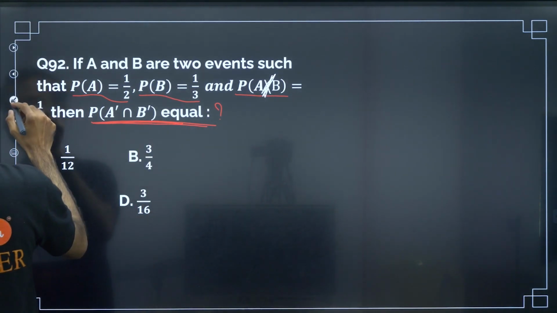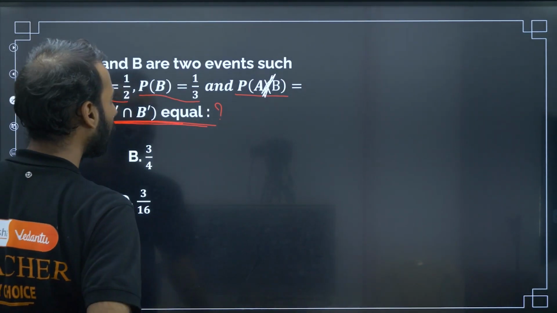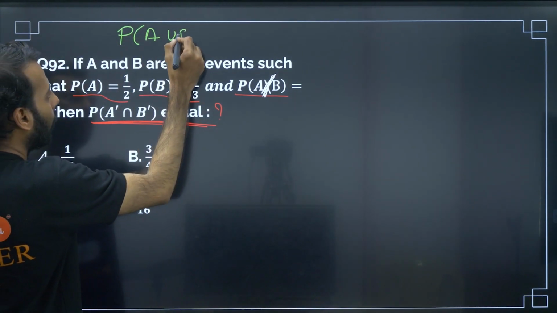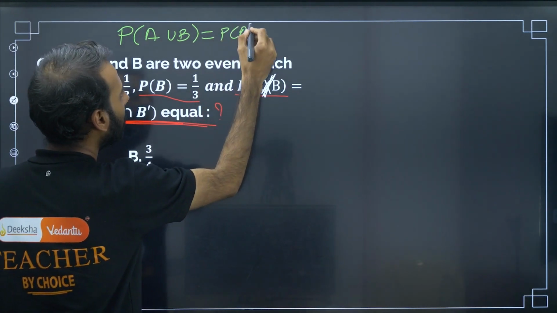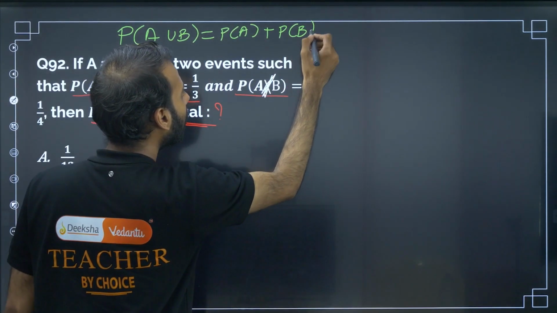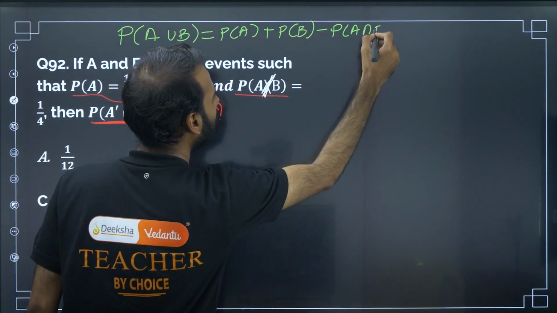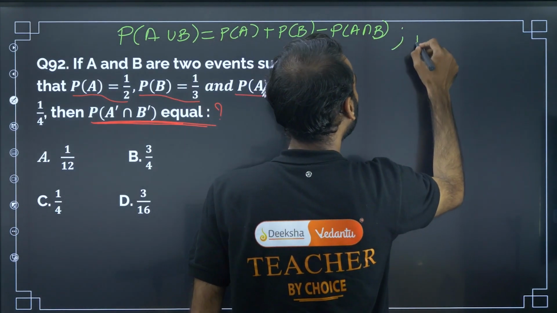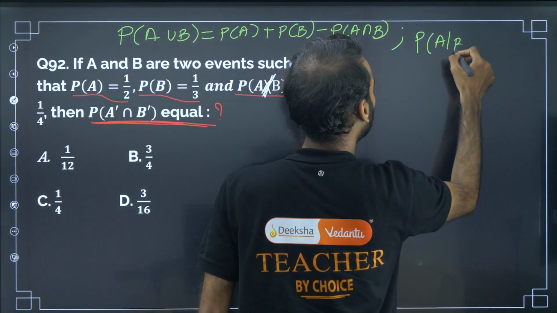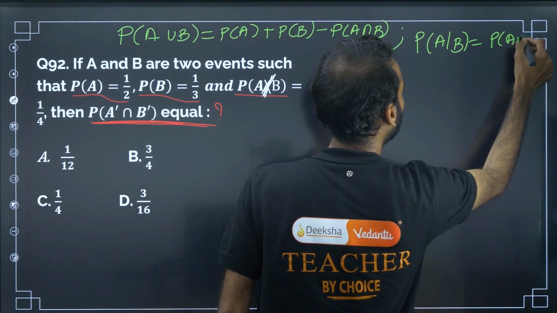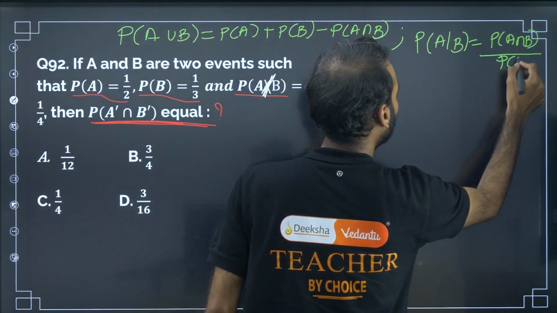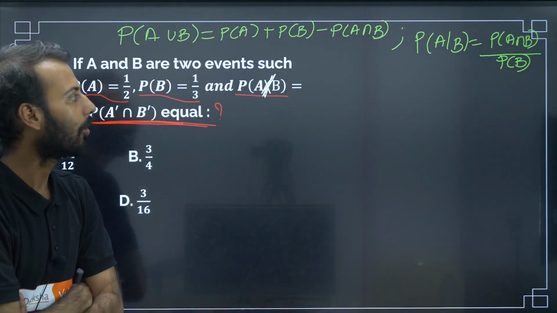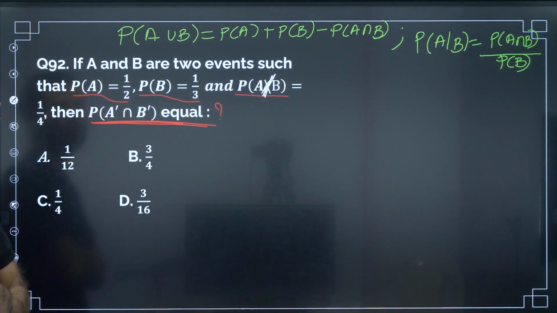Now to start with, some synopsis points I want to give you. P of A union B, you should be knowing the addition theorem of probability: P of A plus P of B minus P of A and B. This is one addition theorem of probability, this you should be knowing. Next, the conditional probability formula I am writing: probability of A given B is equal to probability of A and B by probability of B. These two things you should be knowing.